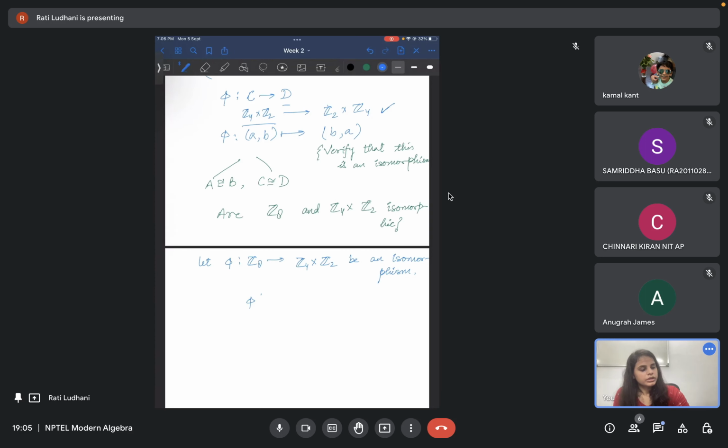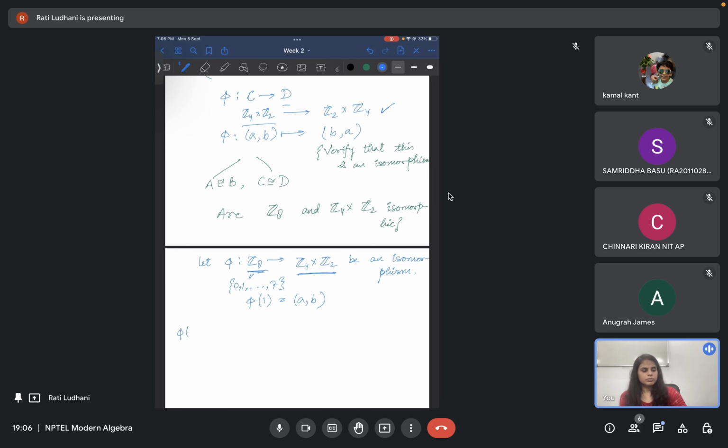So Z8 is what? Z8 is 0, 1, up to and so on 7. So these are the elements. 1 must be mapping to something, let's say (a, b). And actually that's enough, because Z8 is generated by 1. So definitely there is a map, and 1 has been mapped to this side, which is, let's say, (a, b).